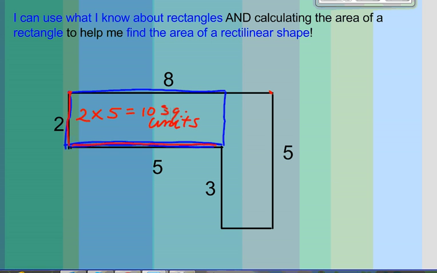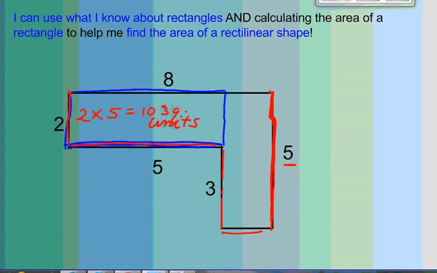Then I need to find the area of the next rectangle. I need to make sure that I have my length and my width, and I don't have it all right now. I am going to use what I have from my rectangle here to help me fill in the missing side. My length right here is 5. I have that. I'm all set. You have to be careful not to think that it's 3 right here. The whole length is 5.